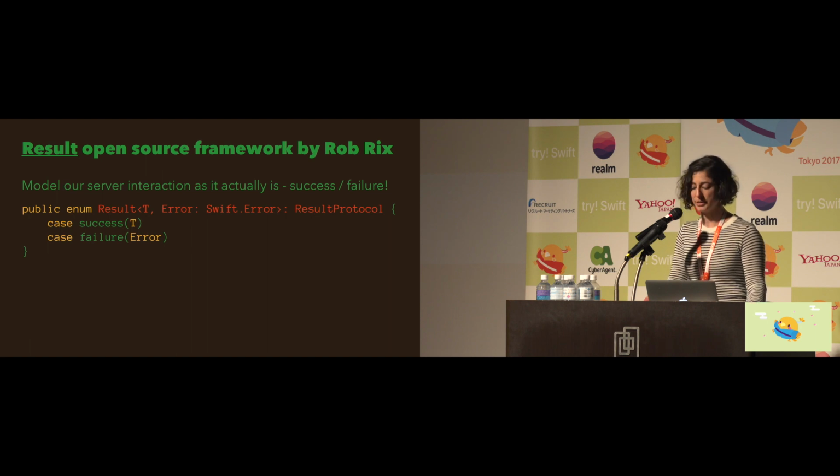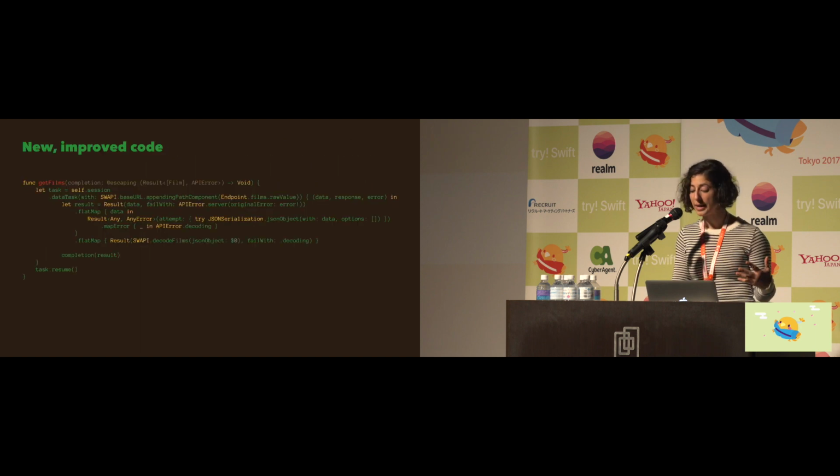So we have 2 possible enum cases, success or failure. For success, we have a non-optional result object of type T, so that's whatever our data is going to be. And for failure, we have a non-optional error object. So now, if we go back to my code and take a look, we'll see that there are now only 2 cases to deal with.